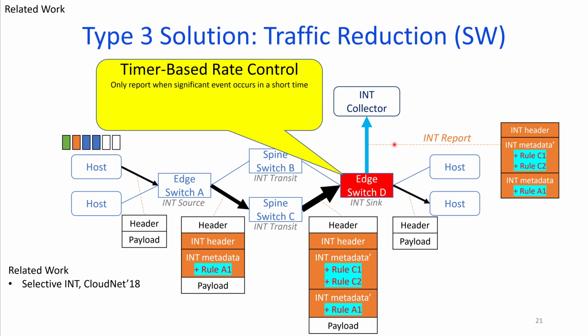The third kind of solution for controlling INT reports is to control the INT report generation rate in the switch directly. The author determines which report is significant or not in a specific time range. It brought an outside-of-the-box idea compared with the previous 2 methods.